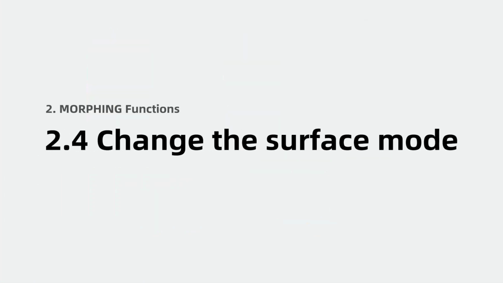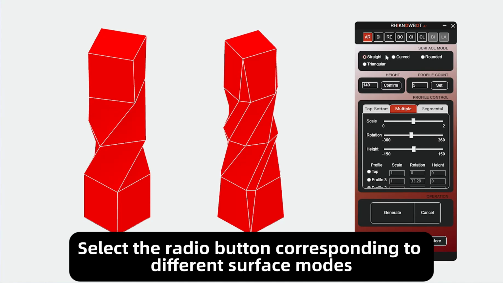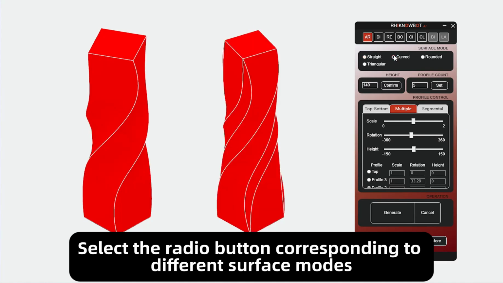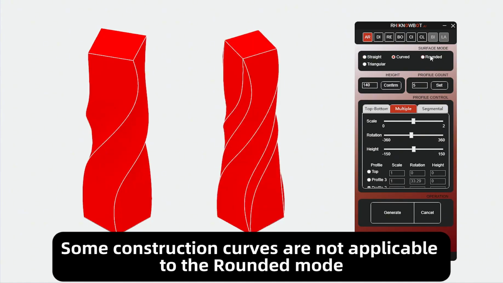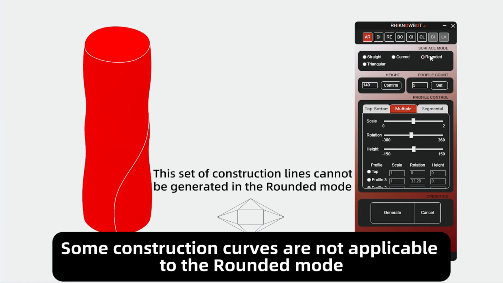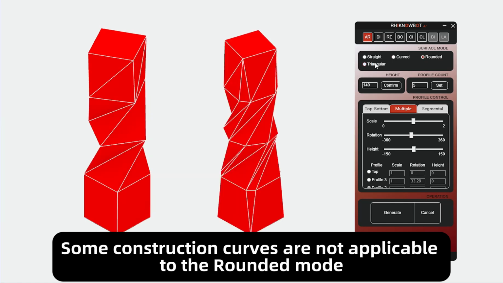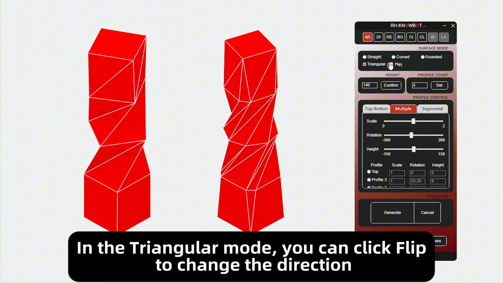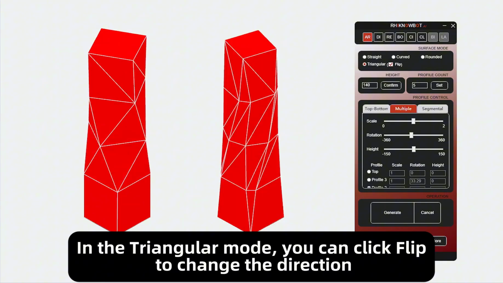Change the surface mode. Select the radio button corresponding to different surface modes. Some construction curves are not applicable to the rounded mode. In the triangular mode, you can click Flip to change the direction.